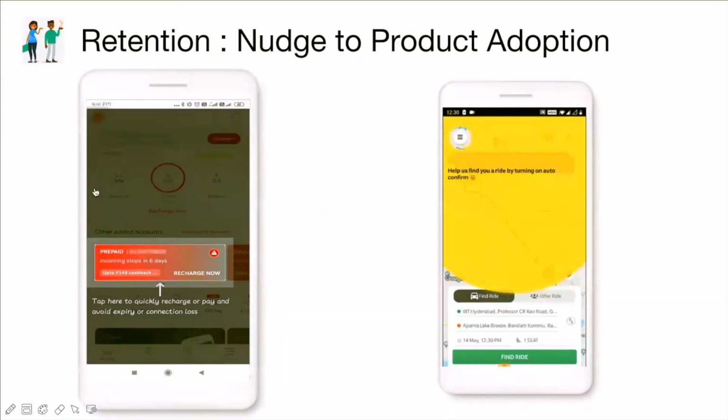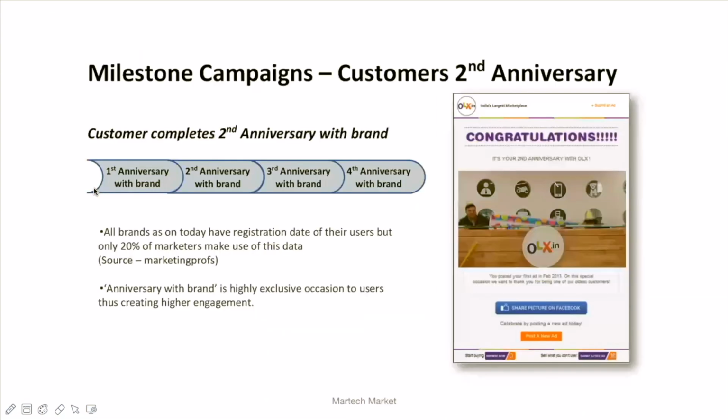Now, the best way to retain a customer would be to speak to this customer one-on-one. Obviously, if a brand has about 1 million users, it's impossible to speak to every one of them. So that's why it has to be done digitally. To do it digitally, it's very simple. All we have to do is find reasons to speak to our customer. The best way to do this would be milestone campaigns. We celebrate every small moment.